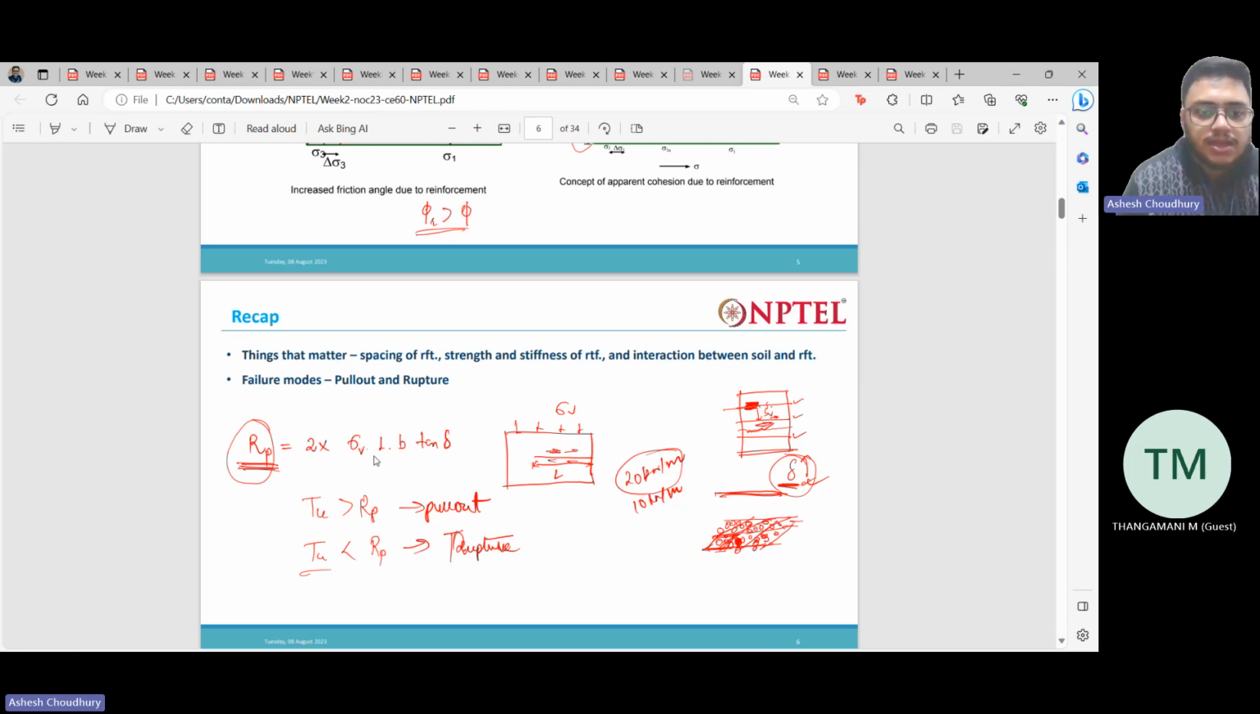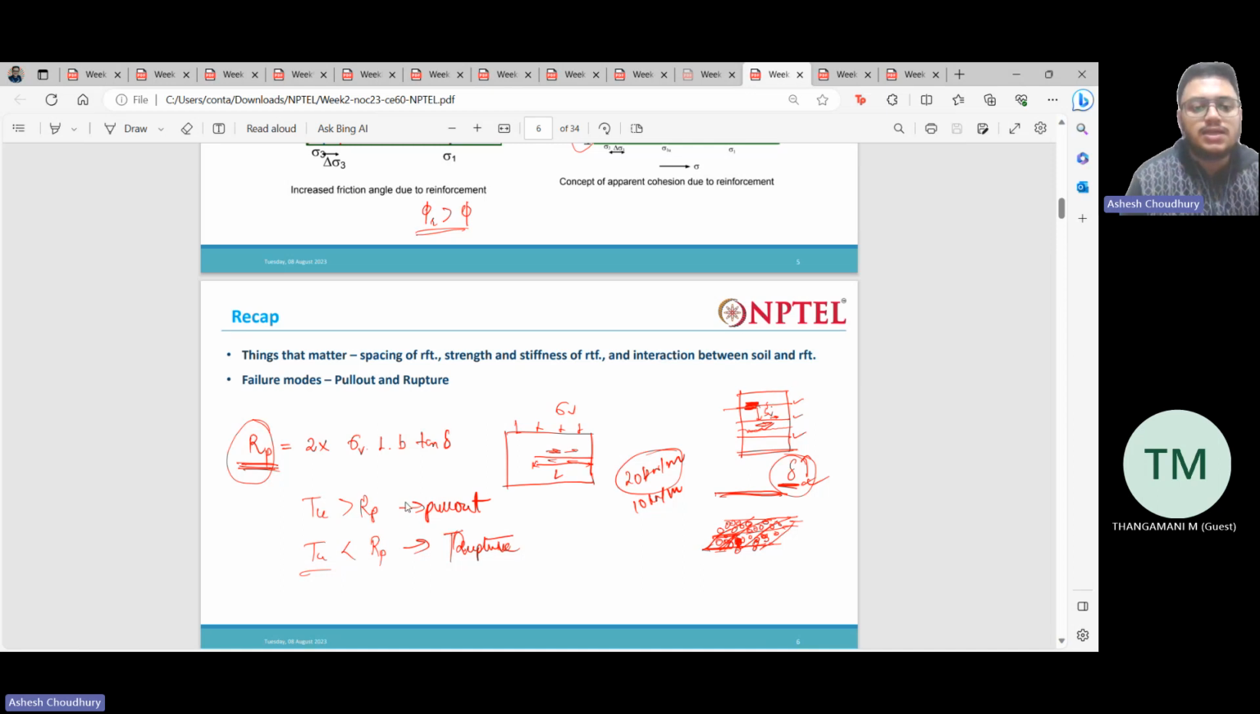Then here you can see we have written the expression for the rupture force: 2 times sigma v times length times width times tan delta. Sigma v means the vertical stress. That is the friction that comes from the friction ratio, and twice because of upper and lower. We place a geosynthetic, so the upper side is in contact with soil and the lower portion is also in contact with soil. So 2 into this.